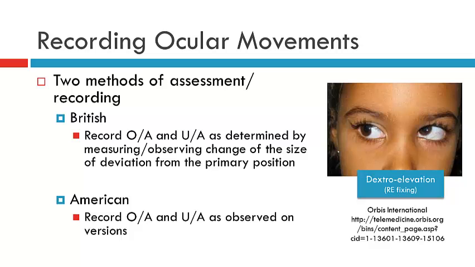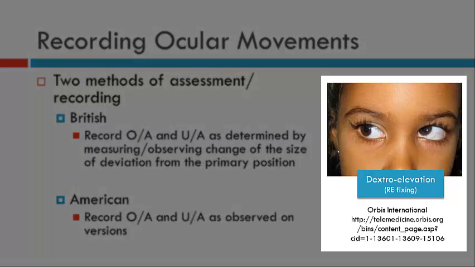So what this means is that if we look at the girl here, we see that it appears that in dextral elevation we have a left inferior oblique overaction. So we have a left hyperdeviation and we have what appears to be a left inferior oblique overaction.